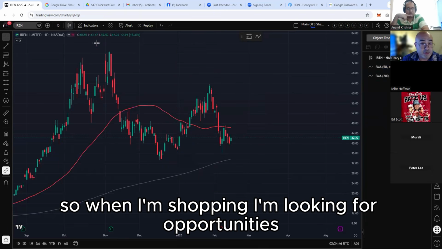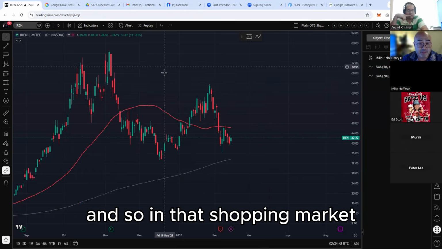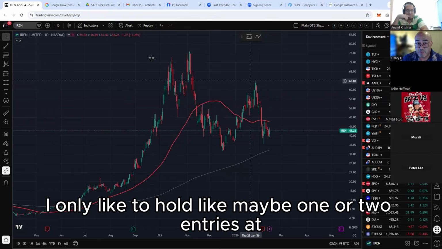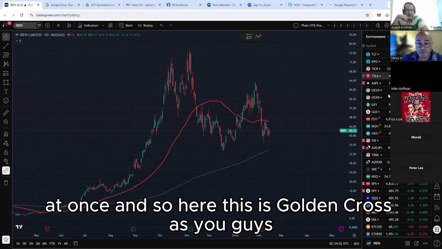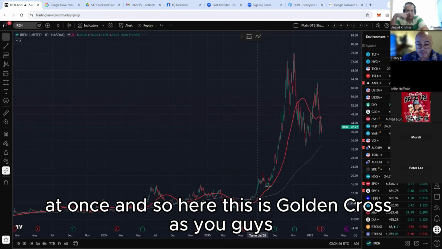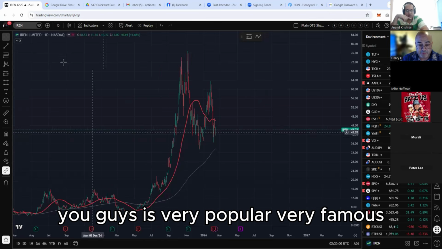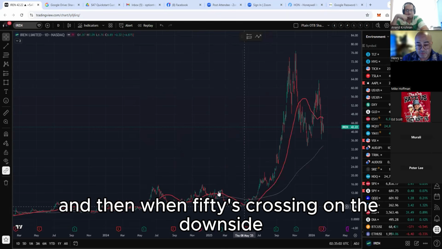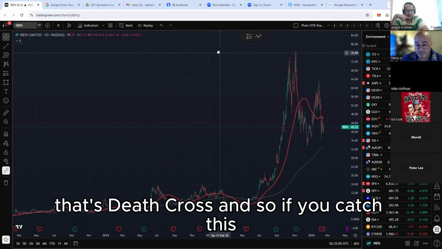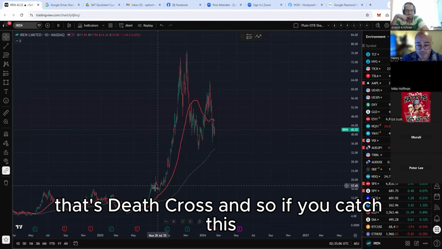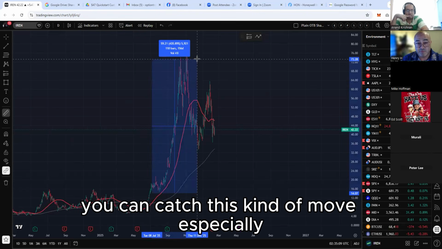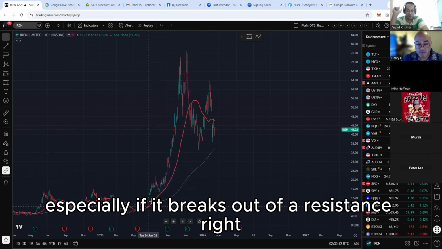So when I'm shopping, I'm looking for opportunities. And so in that choppy market, I only like to hold maybe one or two entries at once. And so here, this is Golden Cross, as you guys know, it's very popular, very famous. And then when the 50 is crossing on the downside, that's death cross. And so if you catch this, you can catch this kind of move, especially if it breaks out of a resistance, right?